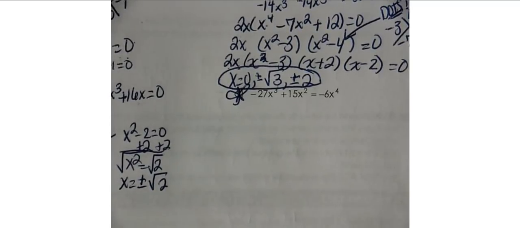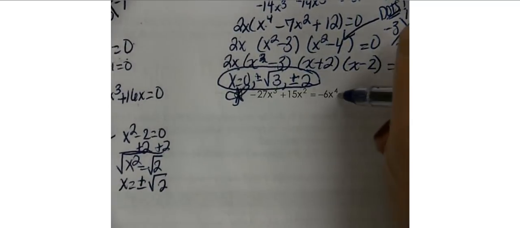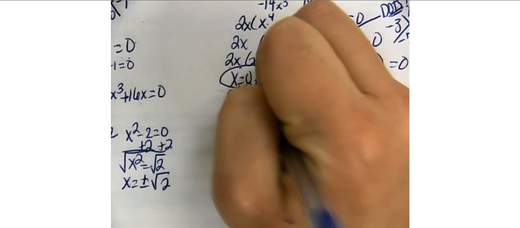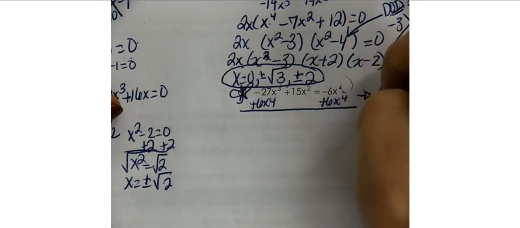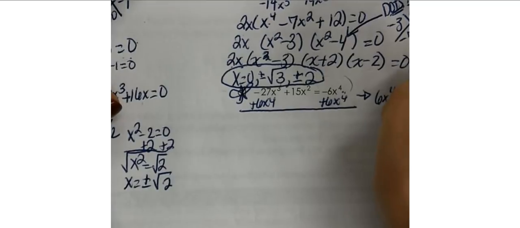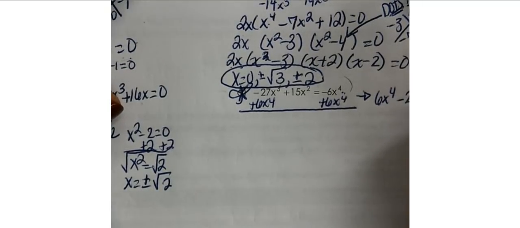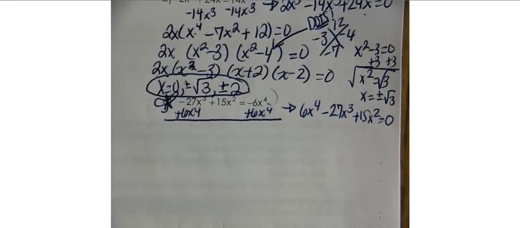All right, let's see how well you did. The first thing we want to do is make our leading coefficient positive. So this 6x to the 4th has the largest exponent, and notice that it's not positive. So I'm going to add 6x to the 4th power to the other side. And when I do that, I end up with 6x to the 4th power minus 27x cubed plus 15x squared is equal to 0.